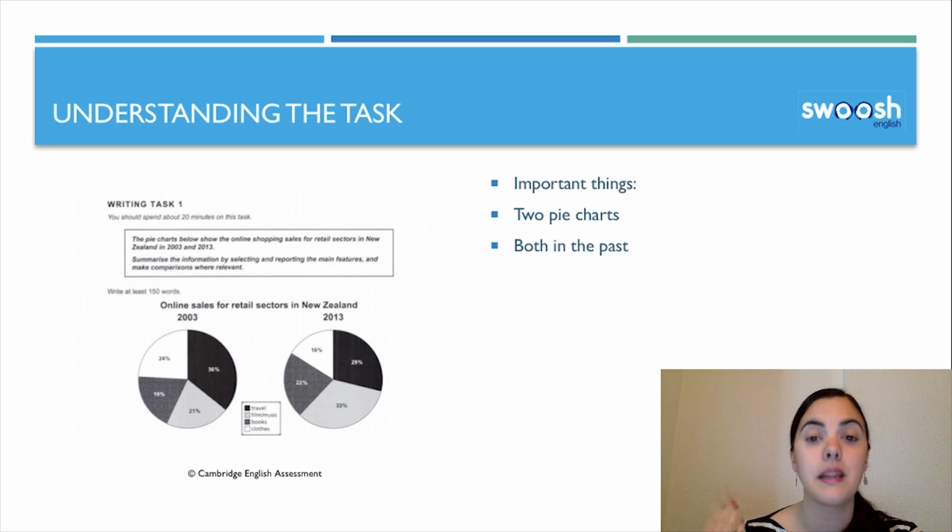They are both in the past, 2003 and 2013. So this is actual statistical information from the past. You can speak in the present tense because they're in front of you, or in the past tense because these are past events.